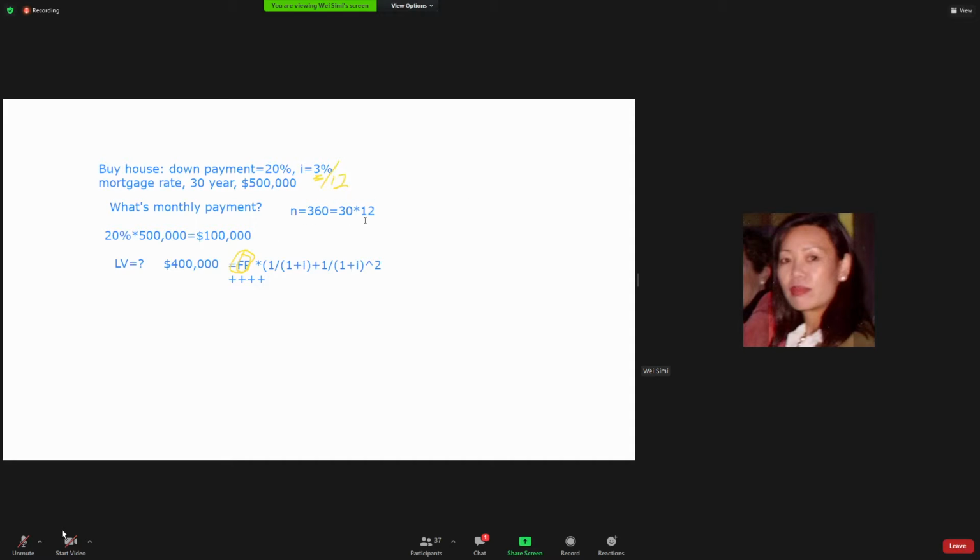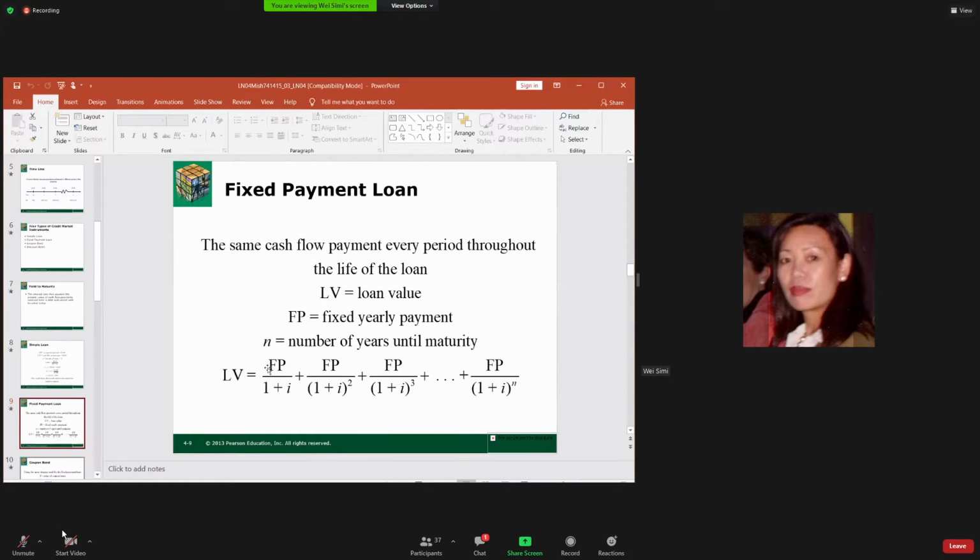So if you solve this equation, use this formula, use these parameters, you will be able to get the fixed payment, which becomes the monthly payment. Okay, let's go back and look at the formula. I just changed the formula, similar to this one. You see, I just take the fixed payment out, the rest will stay, okay? So now you can solve that.